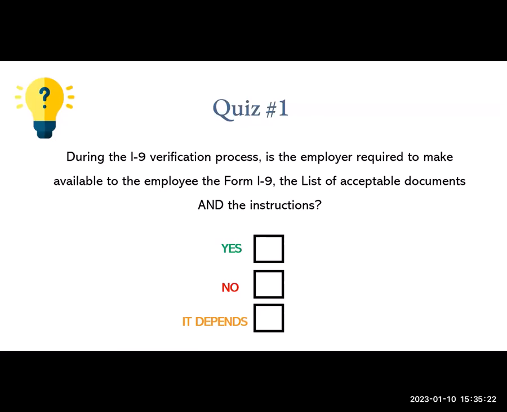During the I-9 verification process, is the employer required to make available to the employee the Form I-9, the list of acceptable documents, and the instructions? Yes, no, it depends. Yes, yes. All right, you got this one. I started easy because I figure, otherwise I lose you. Okay, the answer is yes. All right, next then.